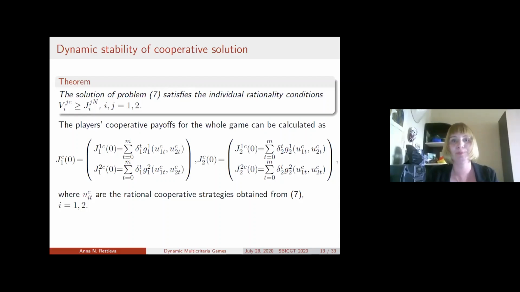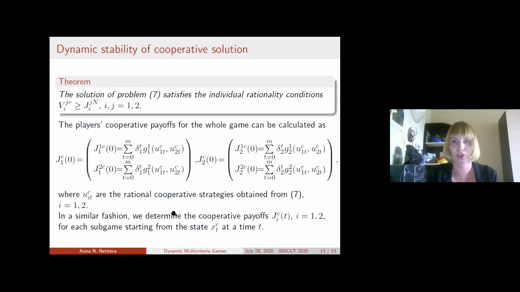So we constructed the cooperative behavior, and as you see here, we can calculate the cooperative payoffs. So there is no imputation, there is no need to present some imputation distribution procedures. So we can calculate the players' payoffs for the whole game in this form, and of course, in similar fashion, we determine the cooperative payoffs for each subgame. Next, we should distribute them over time. So we will consider the payoff distribution procedure.